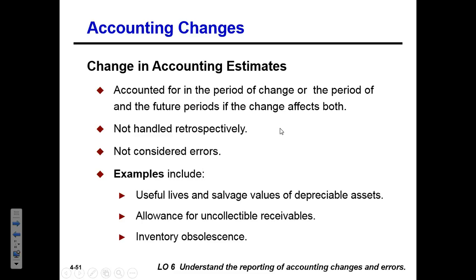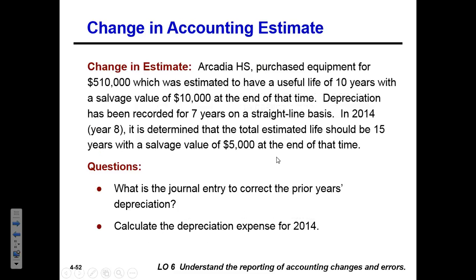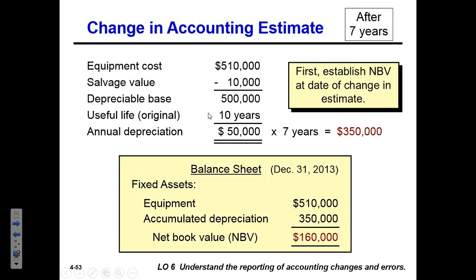Don't go there. Okay? So anyway, they're not handled retrospectively. They're not considered errors, right? This isn't an error in this case, right? It's just you changed something, a useful life or salvage values. Your estimate turned out not to be great after all, with hindsight. Allowance for uncollectibles, inventory obsolescence, those sorts of things.